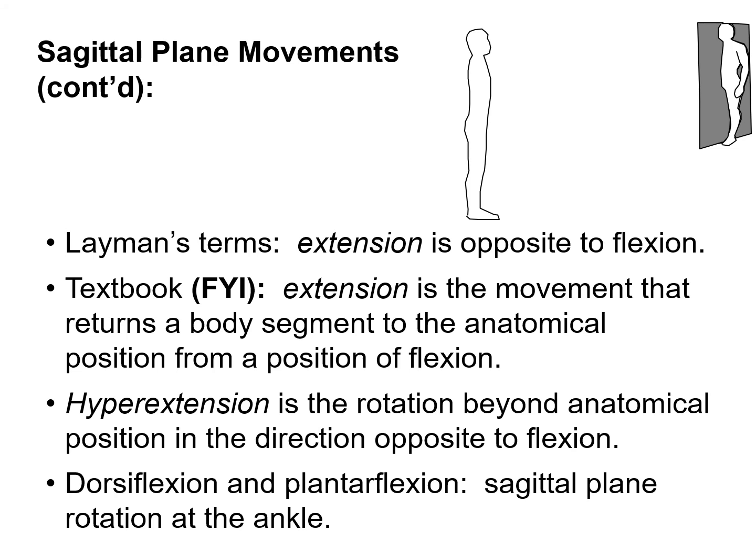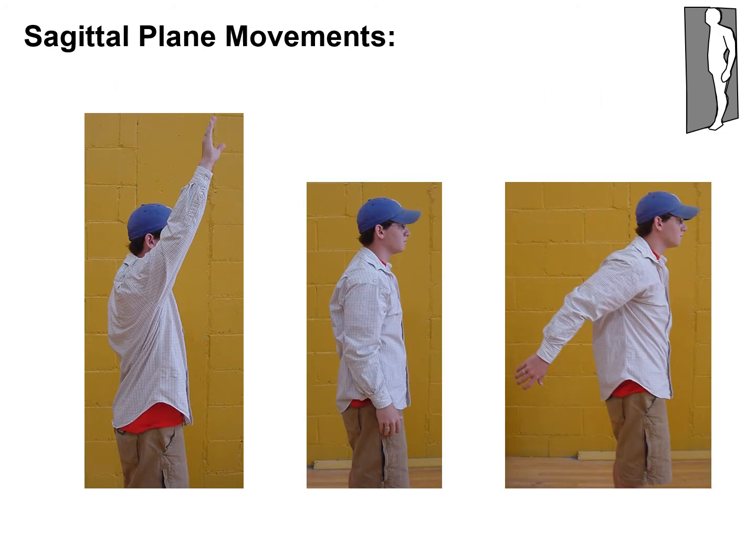And then when we're looking at the foot and ankle, we have two new terms, which is dorsiflexion and plantar flexion. This is sagittal rotation at the ankle. Dorsiflexion, you're pointing your toes upwards. In plantar flexion, you're pointing your toes downwards. Okay? So let's look at some examples of these.